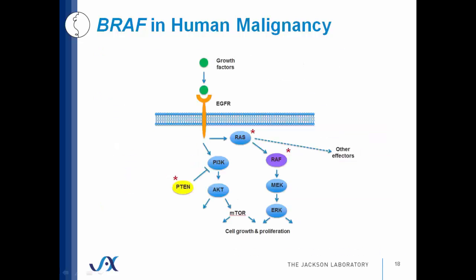And this just shows you the pathway of where BRAF fits in. It's part of this pathway. It's RAF here in purple in this picture, and mutations that activate it then drive cell growth and proliferation. And then PTEN is a negative regulator of the PI3K AKT pathway. So when PTEN is inactivated, that removes that negative suppression and then leads to tumor growth.